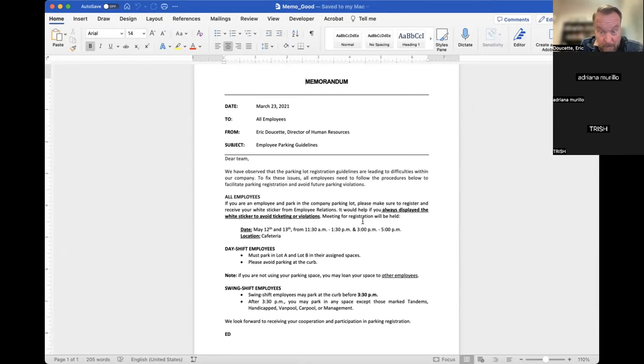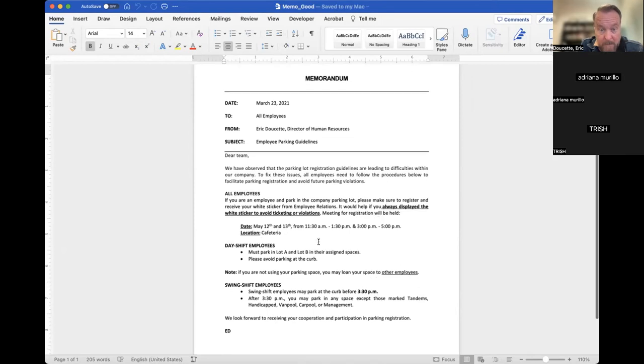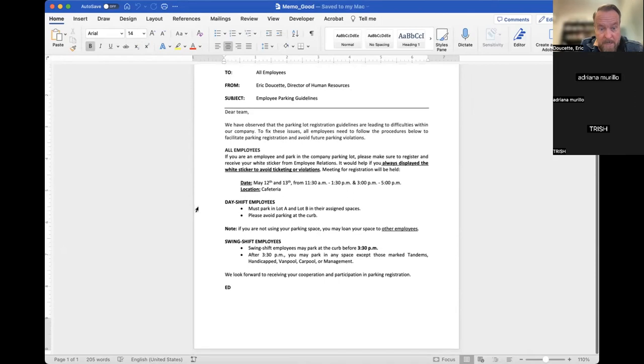So what's going to happen? There's going to be a registration held on May 12th through 13th in the cafeteria. Okay, I better go to that. Oh, I'm not a day shift employee. I could care less, but I am a swing shift employee. What does that say? Swing shift employees may park at the curb. So everything that was tucked away in those paragraphs, now I put in a nice little bullet list, and it's so much easier to read, right?